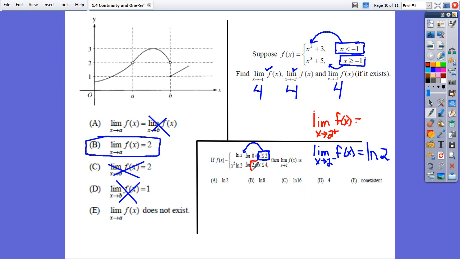So the right-hand side of 2, we're using this piece, so I plug it in. And what you'll notice is what we get is 4 natural log of 2. Now, we can intuitively probably figure out these don't equal each other because one is 4 times natural log of 2 and the other one's just natural log of 2. So in this case, the limit doesn't exist. So let's answer the question first.